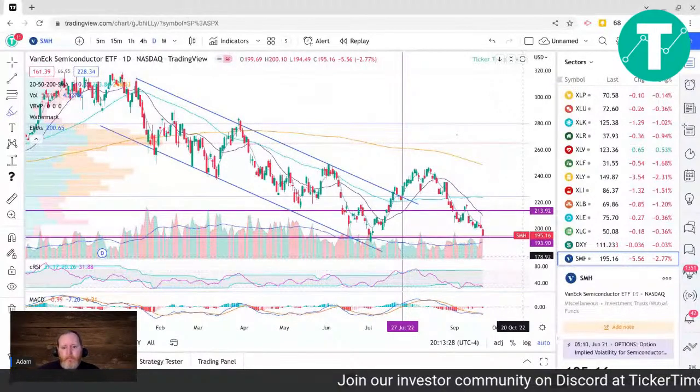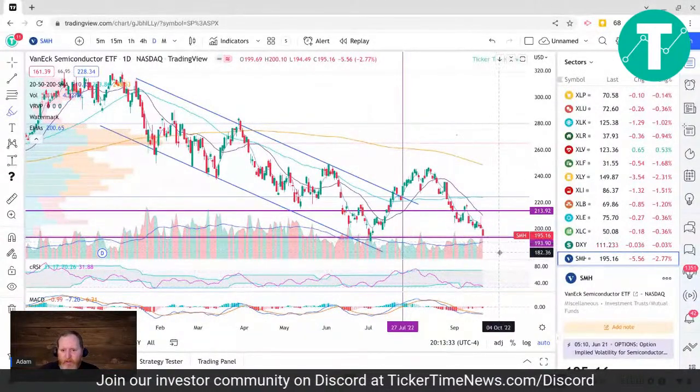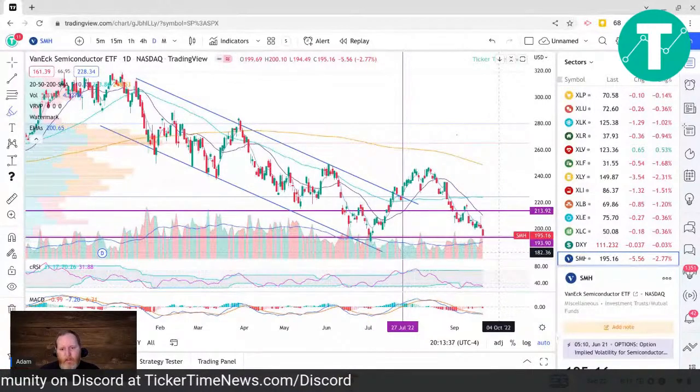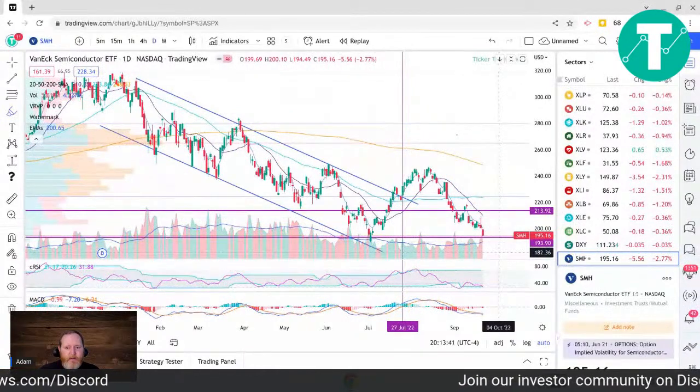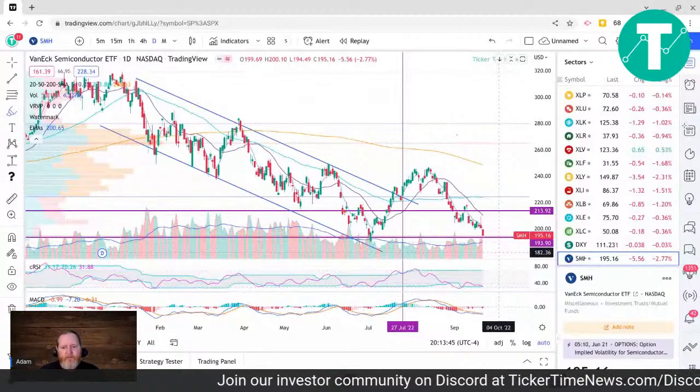Now, it is getting close. It has not crossed below the lower end of its weekly expected move. This is updated for this week. 193 is that lower end of the weekly expected move range. It closed at 195.